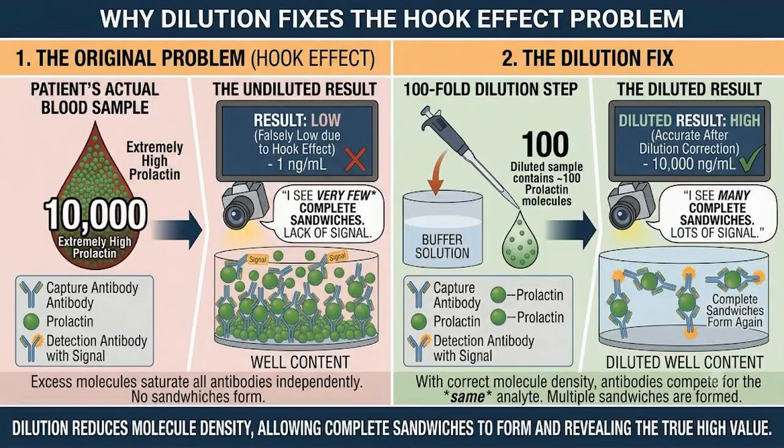Why does dilution fix the problem? Suppose the patient's blood actually contains 10,000 prolactin molecules. The laboratory dilutes the sample 100-fold. Now the machine sees only about 100 prolactin molecules. Suddenly there are no longer excessive prolactin molecules competing for every antibody. The antibodies can bind the same prolactin molecule again. Capture, prolactin, detection. Many sandwiches form. The machine now detects the correct number of complexes and reports the true very high prolactin level.